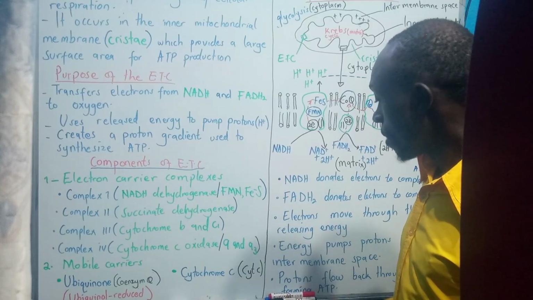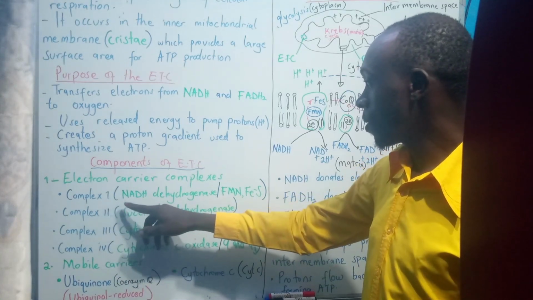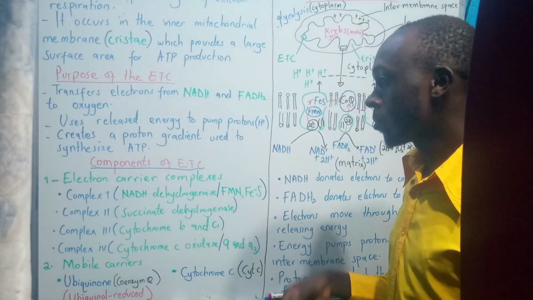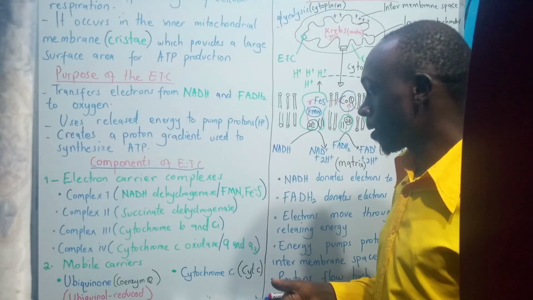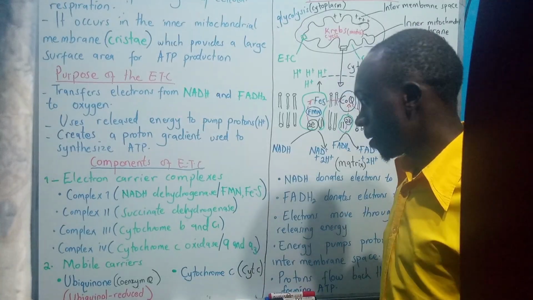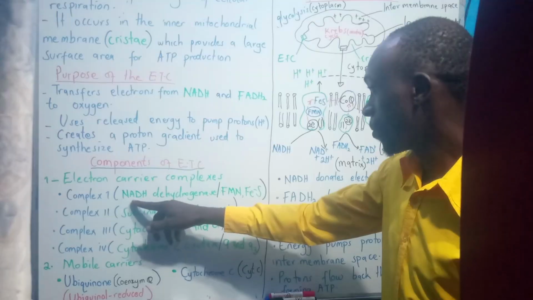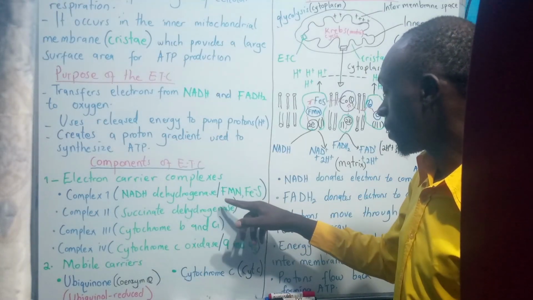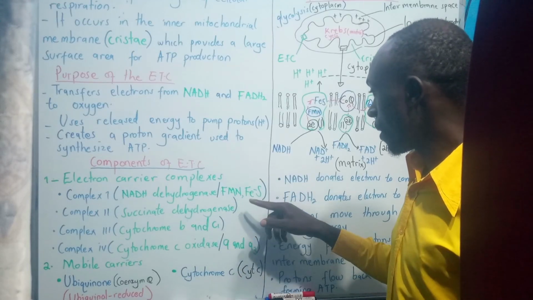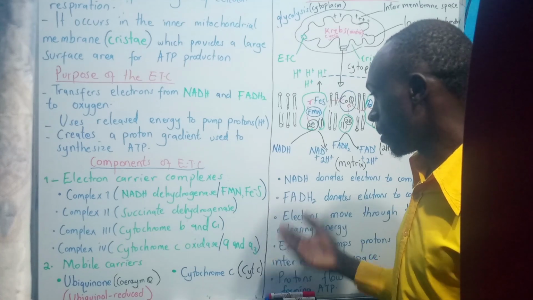So if you look at complex 1, complex 1 is called NADH dehydrogenase, or in some sources they call it NADH oxidoreductase. It is just an enzyme found in complex 1, but that complex also contains Flavin Mononucleotide, and then iron sulfur proteins. We shall find them there.